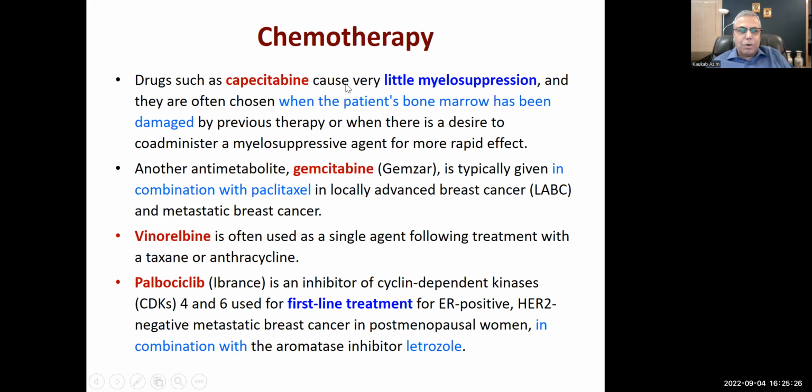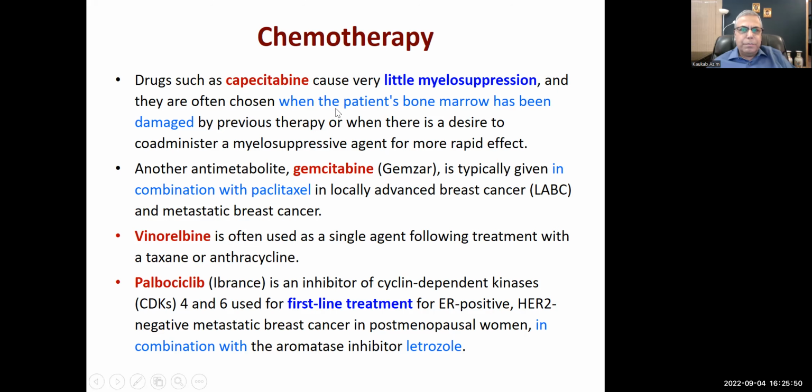Now, this has got very little myelosuppressive potential. Myelosuppression means suppression of the bone marrow. So when the bone marrow is suppressed, what will happen? The patient will get anemia. The patient will get a low number of white blood cells. Okay, that will predispose him to infections. So that is a big problem in cancer chemotherapy.